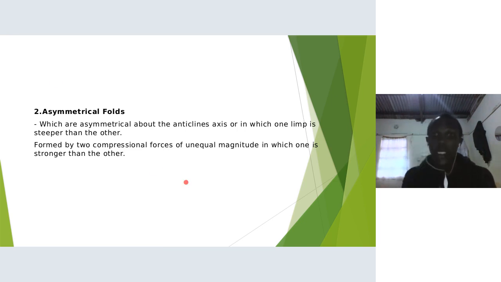Our second one is asymmetrical folds, which are not symmetrical about the anticline axis, in which one limb is steeper than the other one. This appears as if it is sloping on one side. How is it formed? It is formed by two compressional forces in which one is stronger as compared to the other one.